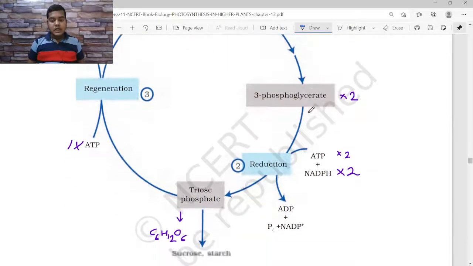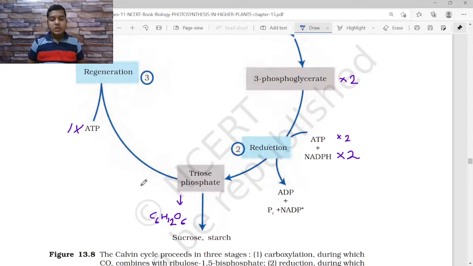Now this 3-PGA will further be reduced to triose phosphate. ठीक है, तो ये जो रिडक्शन है, it is an energy required process, so that is why 2 ATP will be used. ठीक है, और प्लस 2 NADPH will also be used.